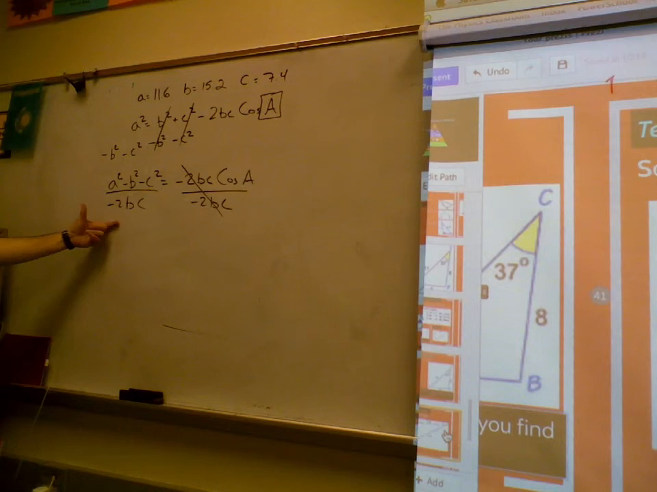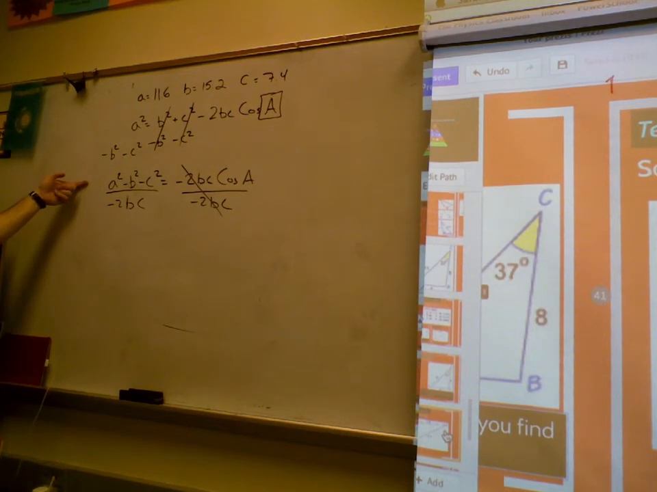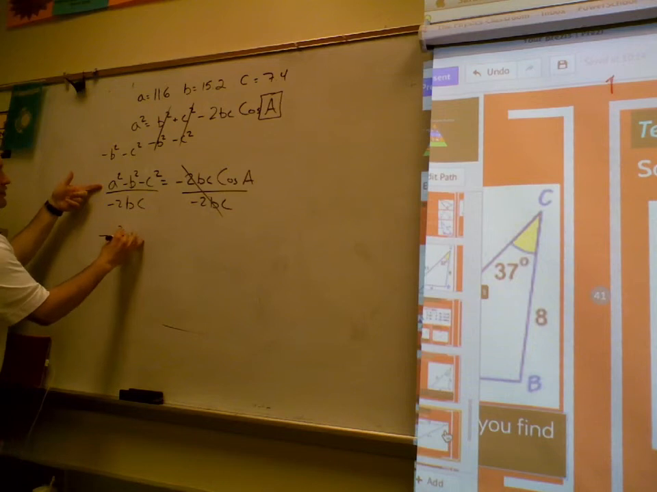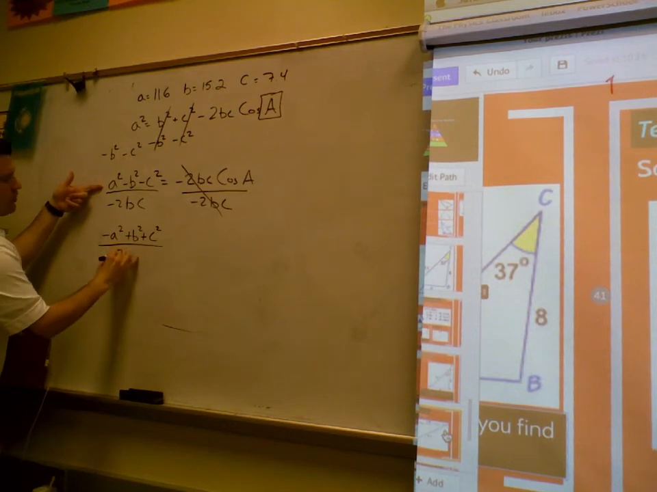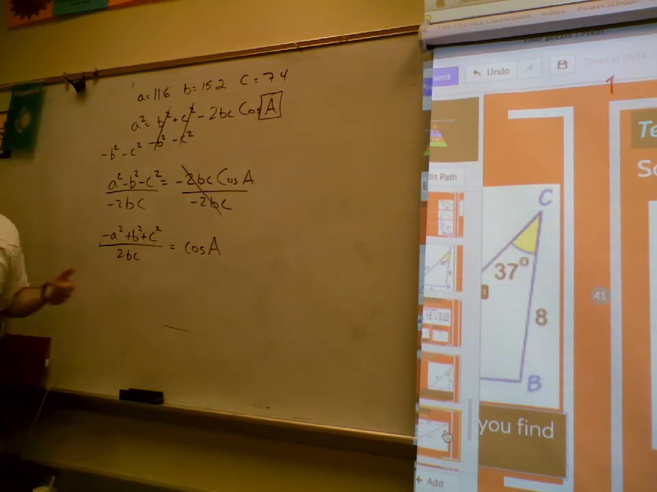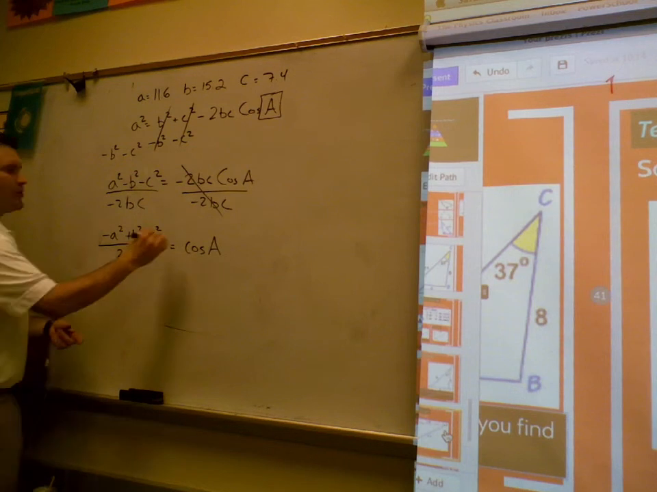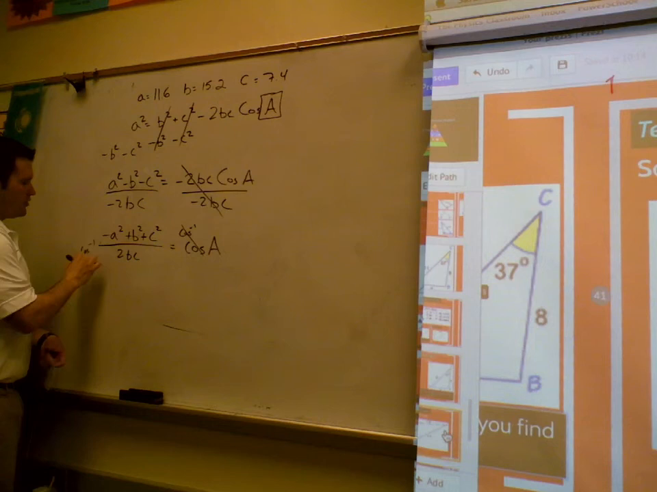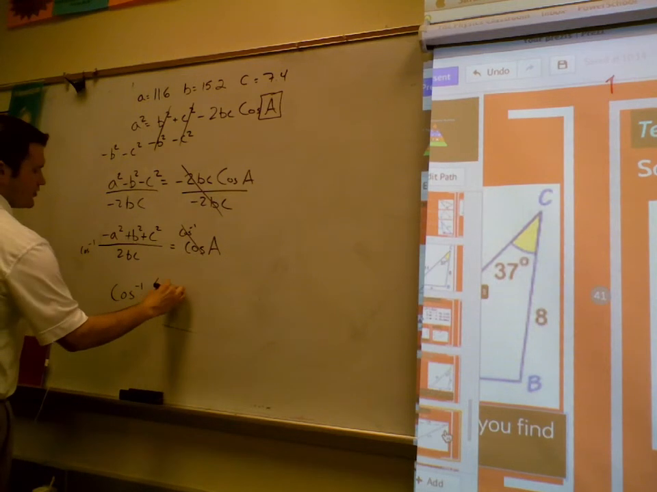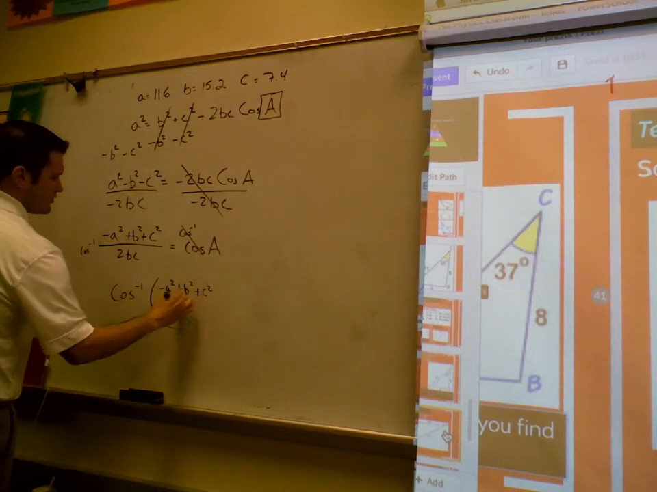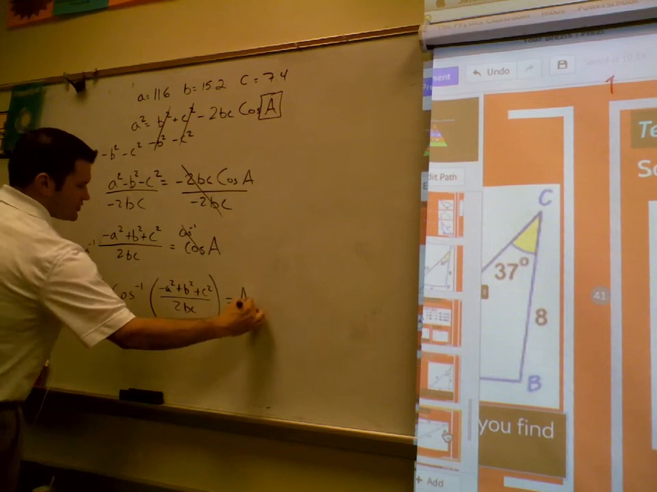Okay, so I'm dividing by a negative, so what happens to these signs? These two become positive, and this A becomes negative, because when you divide or multiply by a negative, it switches signs. So this A becomes negative, the B and the C become positive, all over 2BC equals cosine big A. Now, how do I get rid of cosine? Inverse cosine. So I inverse cosine both sides. Those cancel. What we end up with is cosine negative 1 of negative A squared plus B squared plus C squared over 2BC equals big A.